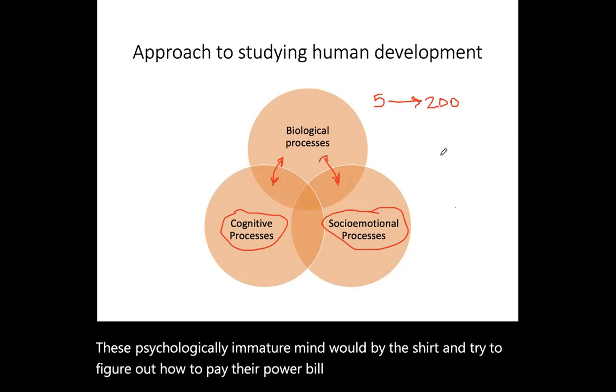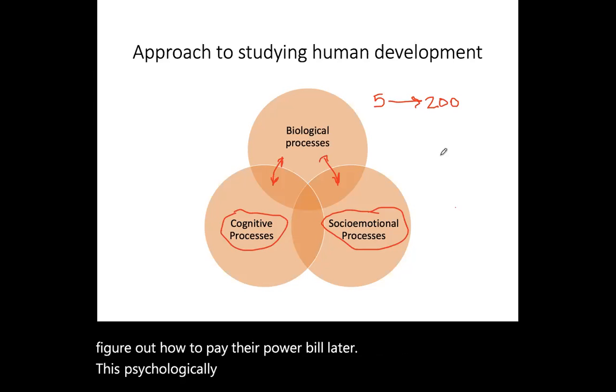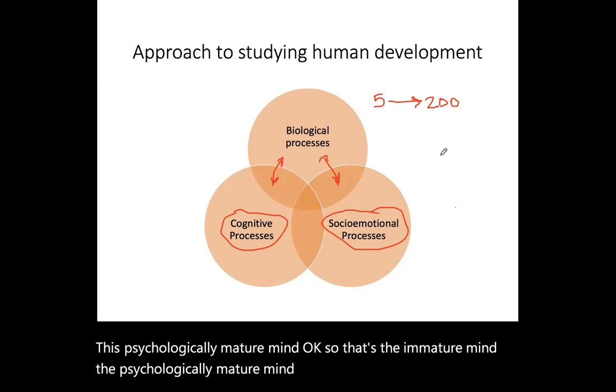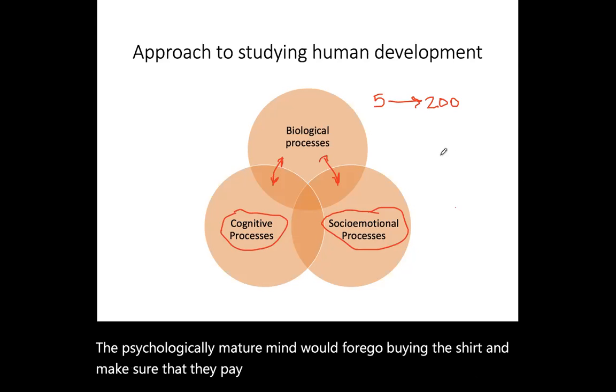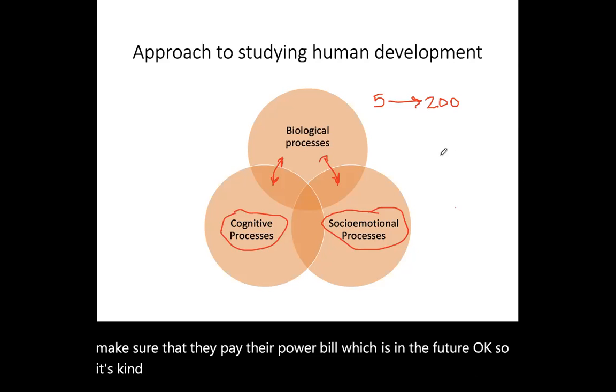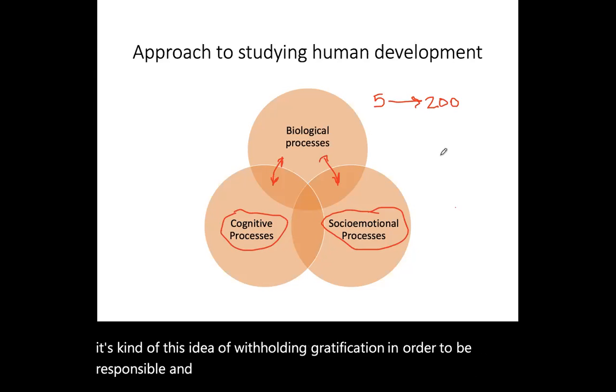The psychologically immature mind would buy the shirt and try to figure out how to pay their power bill later. The psychologically mature mind, okay, so that's the immature mind, the psychologically mature mind would forgo buying the shirt and make sure that they pay their power bill, which is in the future. Okay, so it's kind of this idea of withholding gratification in order to be responsible and assure that your life continues the way your life should continue.